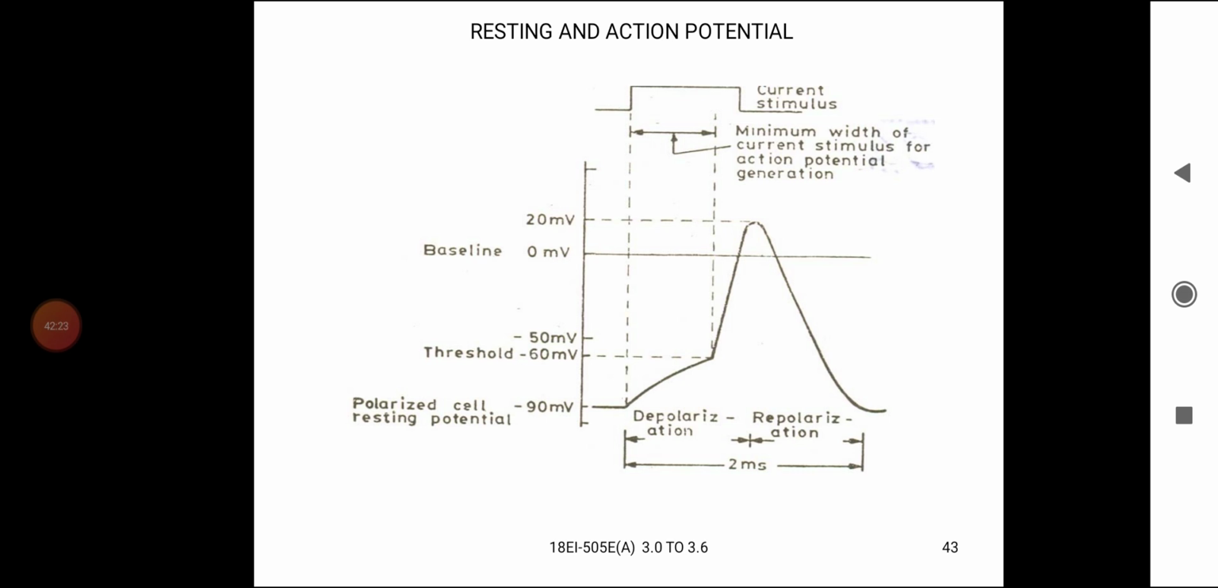The potential goes on increasing up to the baseline. Then it reaches the peak value of 20 millivolts. Again it decreases its potential to get repolarization and comes to the resting state. A current stimulation pulse is generated, that is a minimum width of current stimulus for action potential generation.